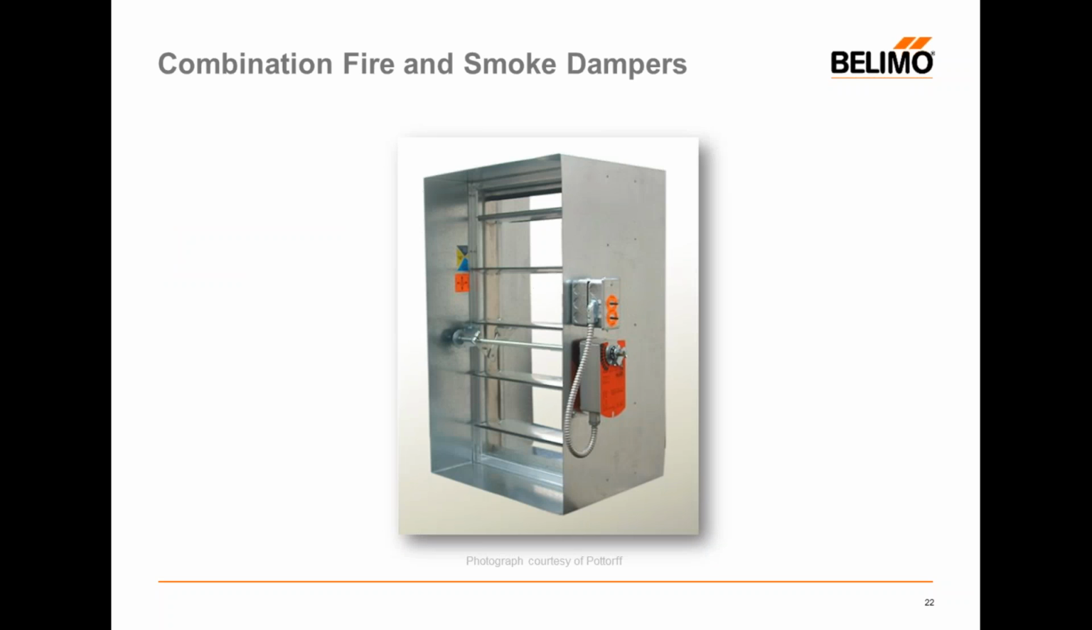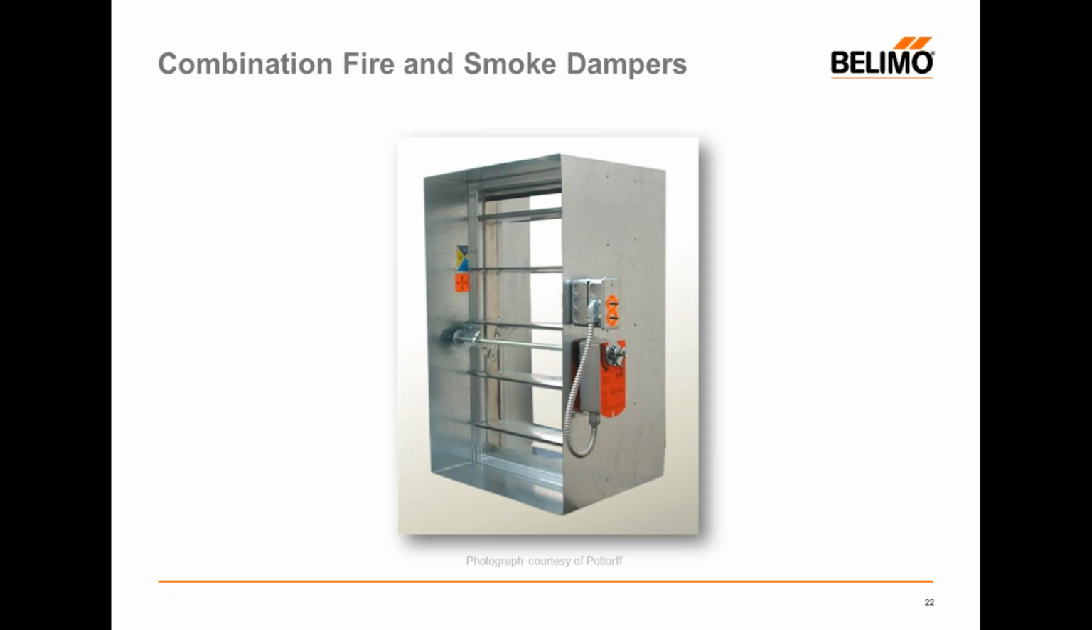Then we also have the combination fire and smoke damper assembly. So now we're both looking for a smoke or duct detector alert that tells us, okay, we have smoke in our space or in our duct, and we also take into consideration temperature on the duct.